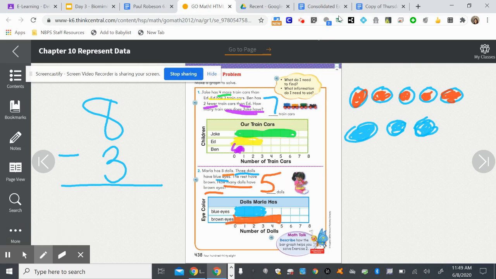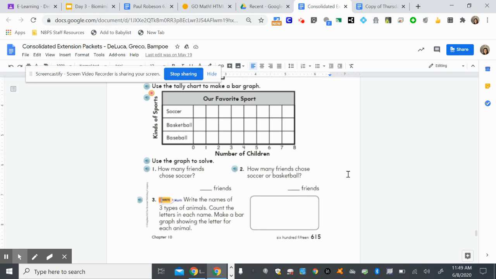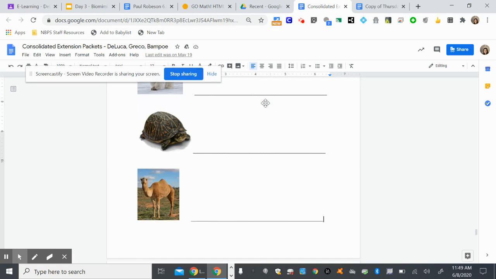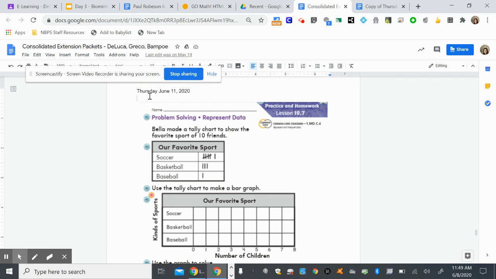So now what you're going to do is in your packet, Thursday, June 11th, you're going to complete this practice paper. So you're going to look at the tally chart. You're going to make the tally chart into a bar graph, and then you're going to answer the questions about the bar graph. Okay? So page from Thursday, June 11th, and it's representing data using problem solving.